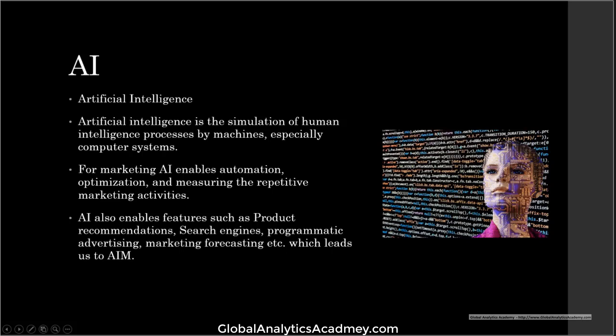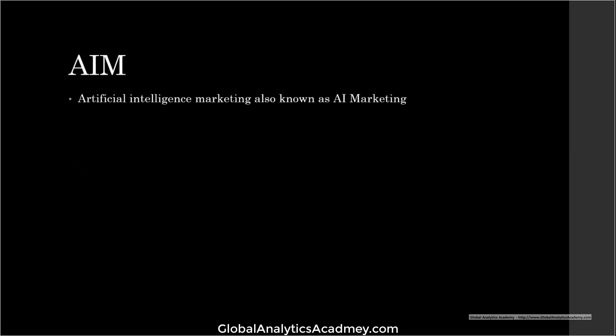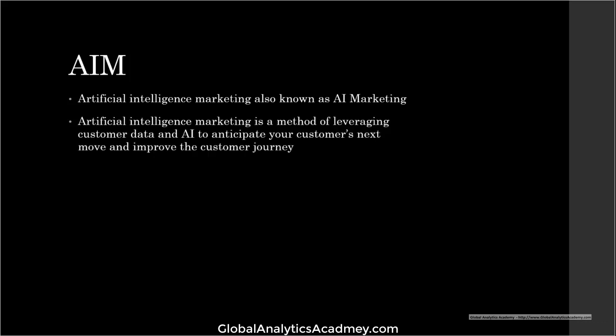Which leads us to the next acronym, which is AIM. AIM stands for Artificial Intelligence Marketing, also known as AI marketing. So we're using AI for marketing purposes. Artificial intelligence marketing is a method of leveraging customer data and AI to anticipate your customer's next move and improve the customer journey, providing them the right products, the right path to conversion, hence driving the conversions.